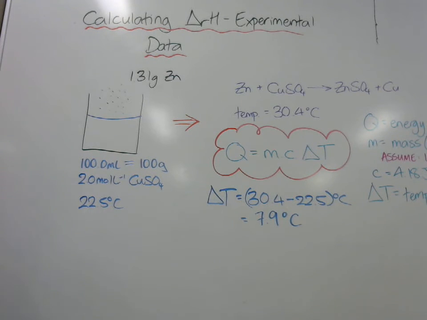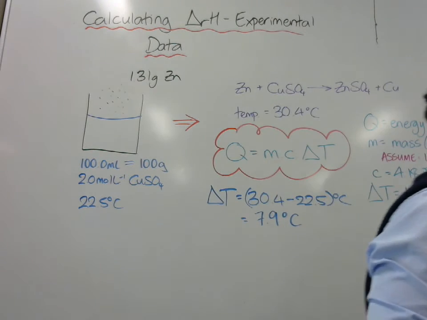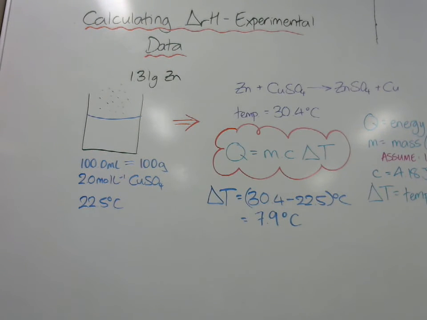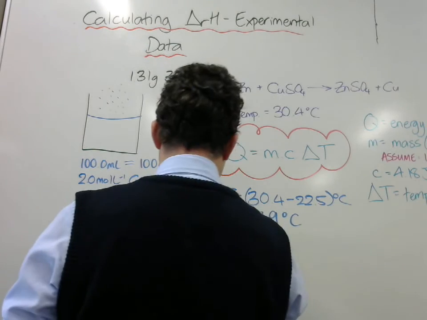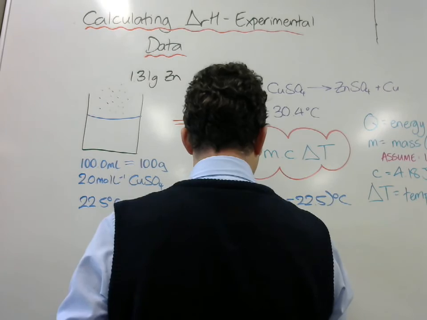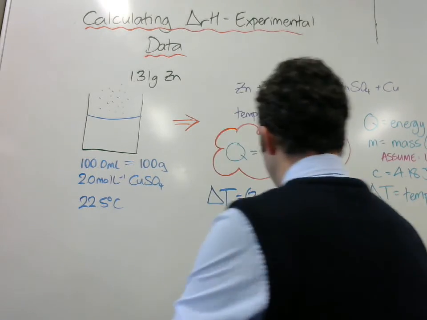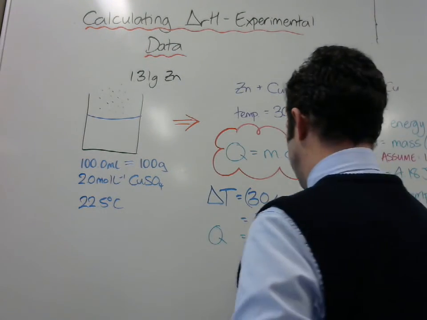So now I can plug those numbers in. This is what I need you to do for me, please. Q equals 100 times 4.18 times 7.9. So if I can have a Q value, please. 3,302. Oh, excellent.